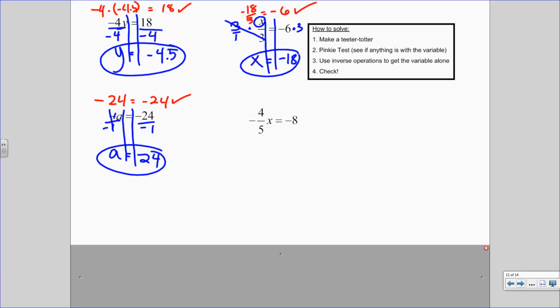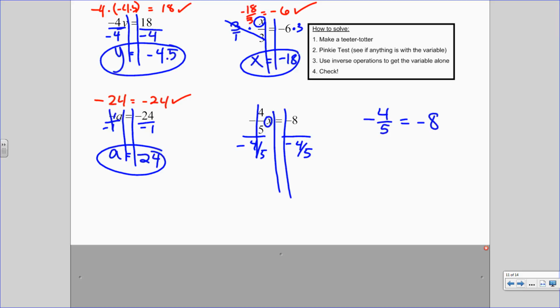All right, let's look at this last example. If we make our teeter-totter, we find our variable, and we notice it's being multiplied by negative 4/5. There's two ways to work this. So let's write the problem again here. I'm going to show you both ways. So the first way is this is being multiplied, so I'm going to divide by negative 4/5.